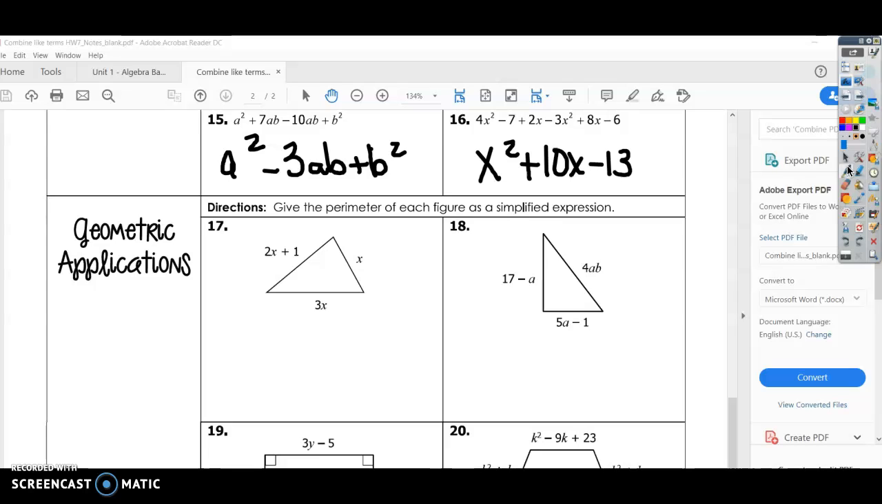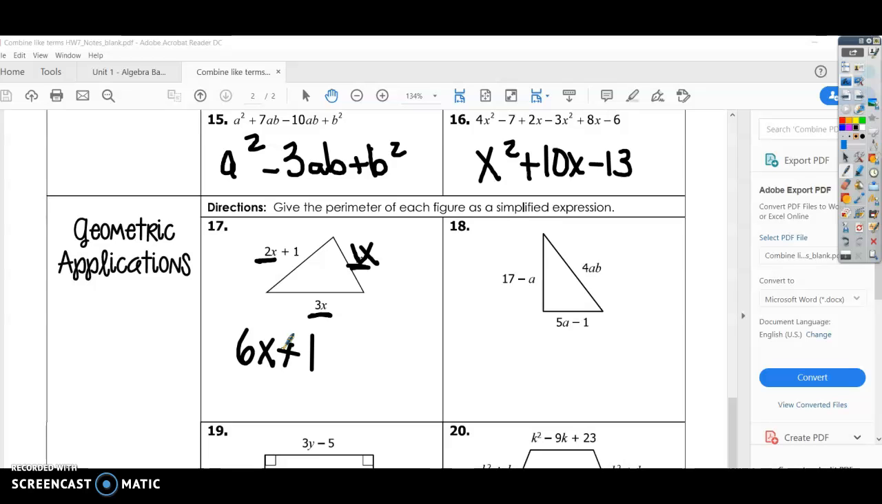Moving on down to the ones that have the images or the pictures with them. So given the perimeter of each figure, that means you've got to add up all the sides. You want to do the same thing. You're just still combining like terms. So we look here and we have a 2x, we have a 3x, and we have an x, which again is a, well, I wrote over it, a 1x. All right, so 2 plus 3 is 5, plus 1 more is 6x, plus 1. So all we did was add up exactly the same. It just has a picture with it to help out.